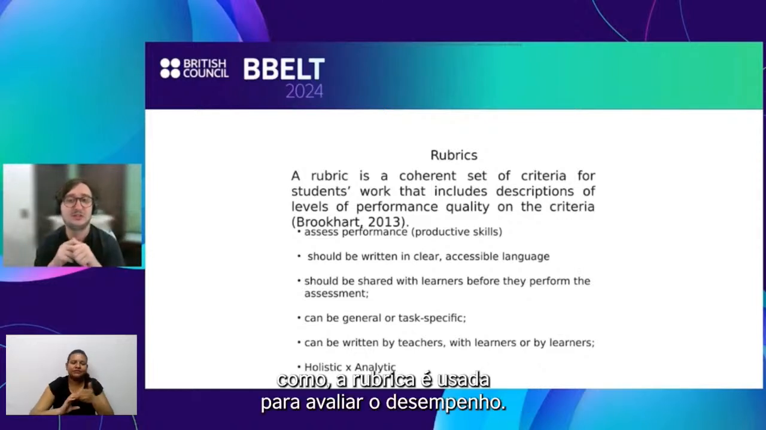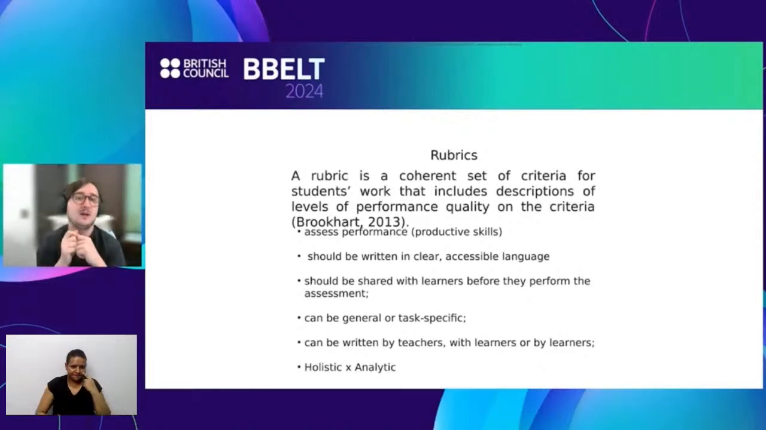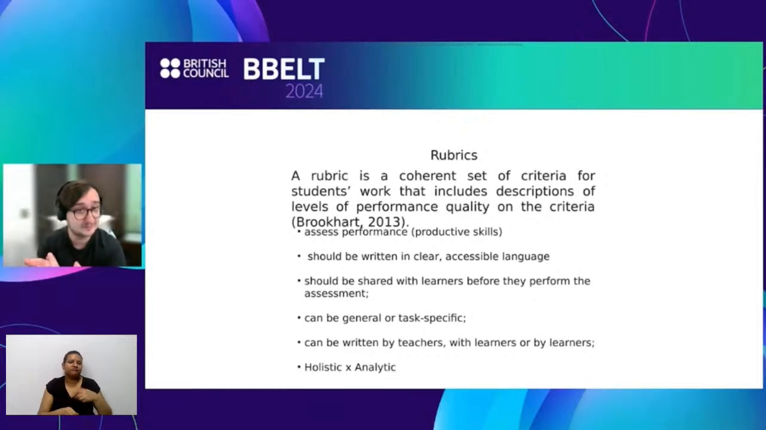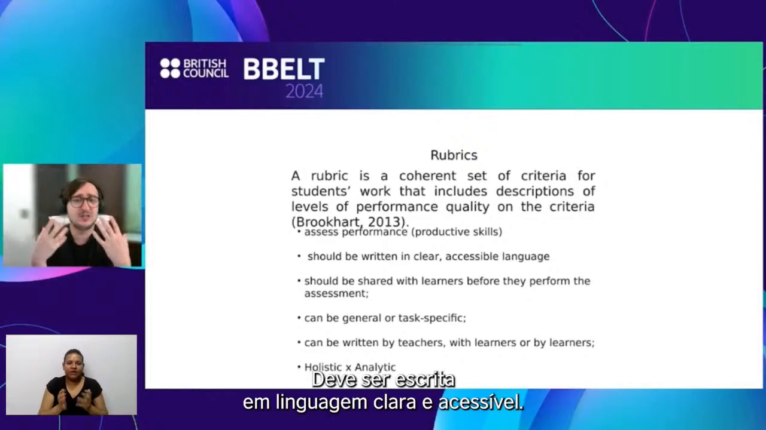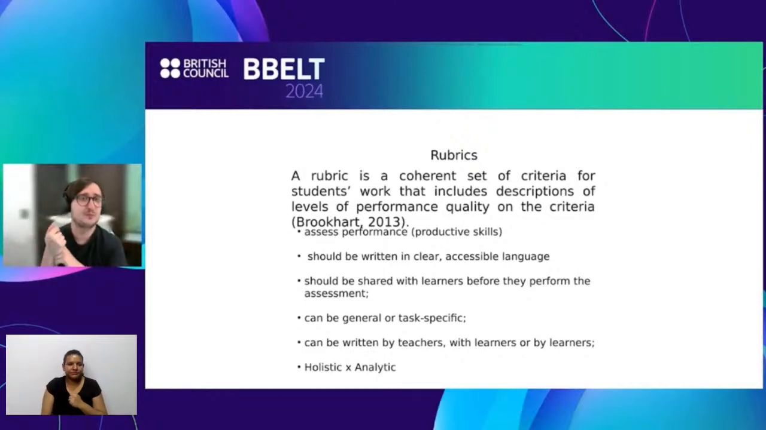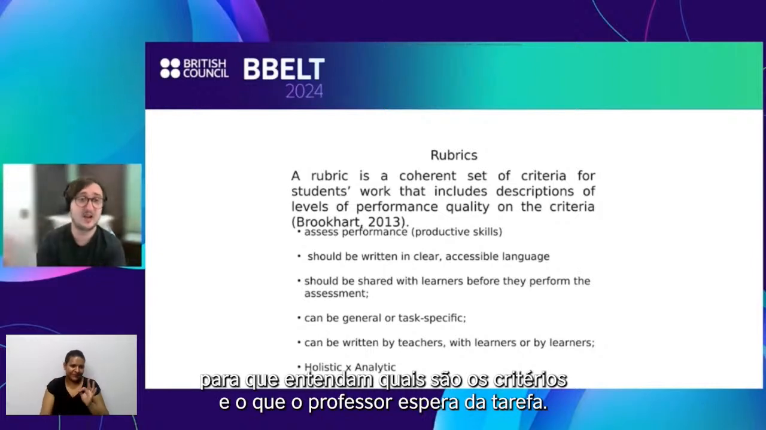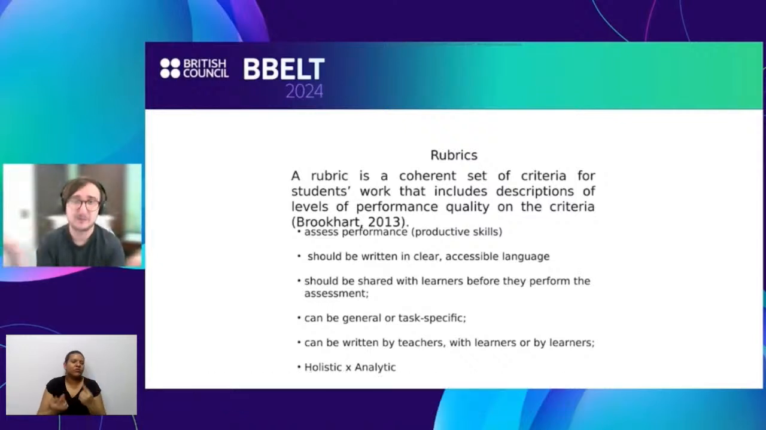So rubrics are used to assess performance, which means a productive skill. We're talking about writing and speaking. It should be written in clear and accessible language. It should be shared with learners before they perform the assessment, so they understand what the criteria are and what teachers expect from the task.